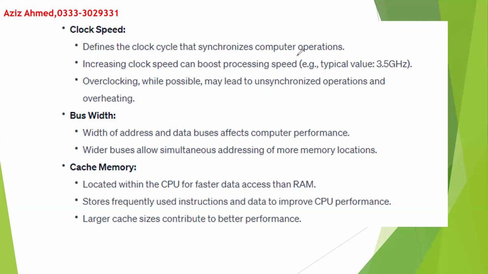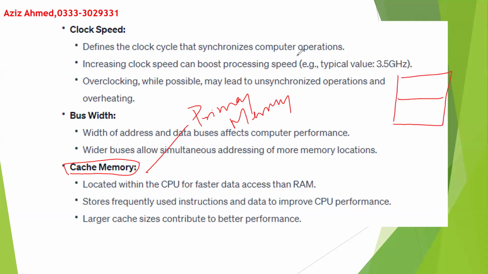What about cache memory? Do you remember cache memory? I told you last time. It is a kind of primary memory which is nearest to the CPU. Now see, this is the CPU. It has two parts, CU and ALU. It is connected with memory that is called cache. Cache is connected with RAM.